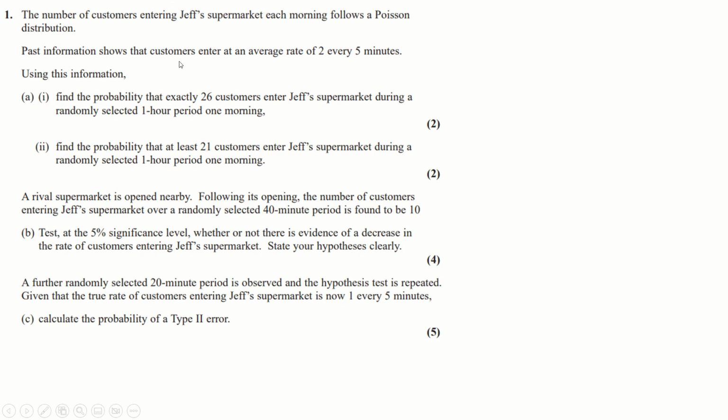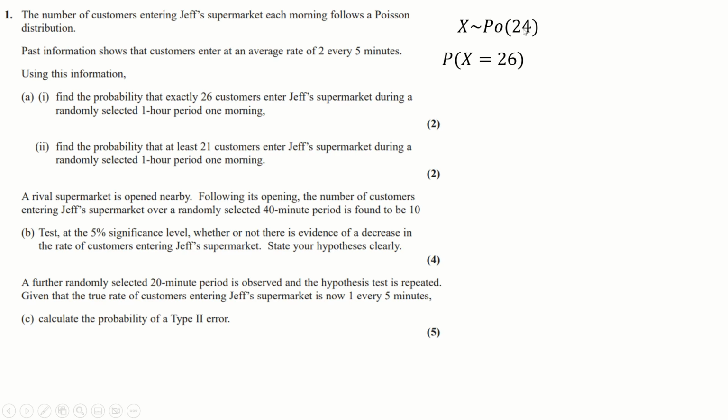So Poisson distribution, a rate of 2 every 5 minutes. Now, the first thing is about a 1 hour period. So let's scale this up. 5 times 12 is 1 hour, 60 minutes. So that times 12 is 24. So let's do a Poisson distribution with lambda 24. And what's the probability of exactly 26?